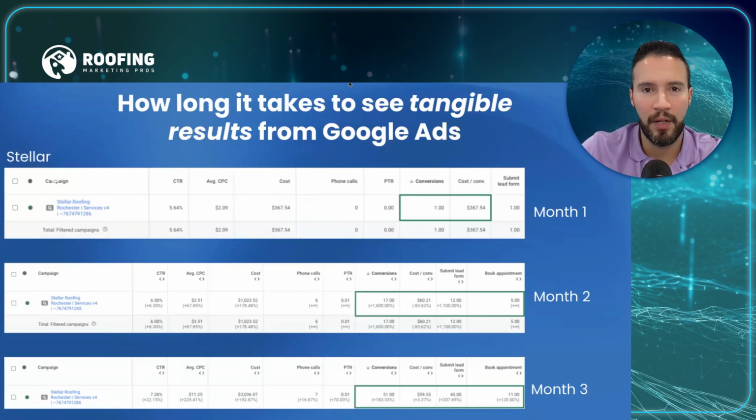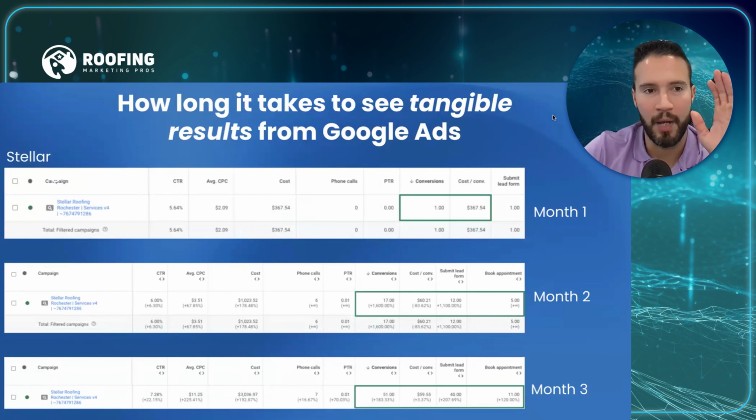So here's an example. Here's Stellar Roofing when we launched the campaign. The first month, $367 for one lead. Second month, much better: they got 12 leads at $60 per lead, then 17 leads at $60 per lead. Third month, much better: 51 leads at $60 per lead. That's kind of an outlier, honestly.